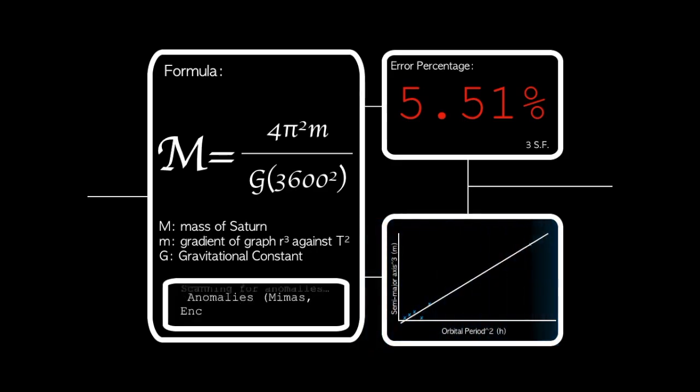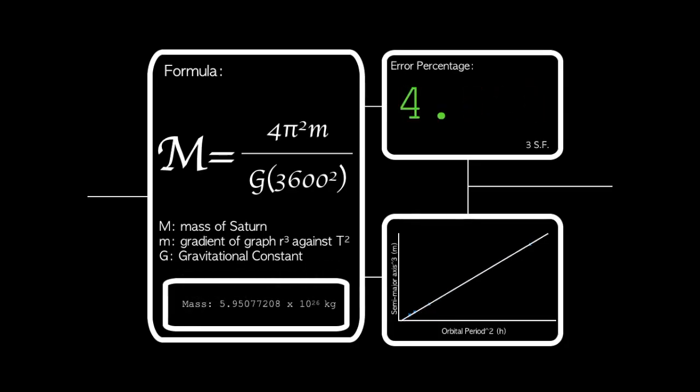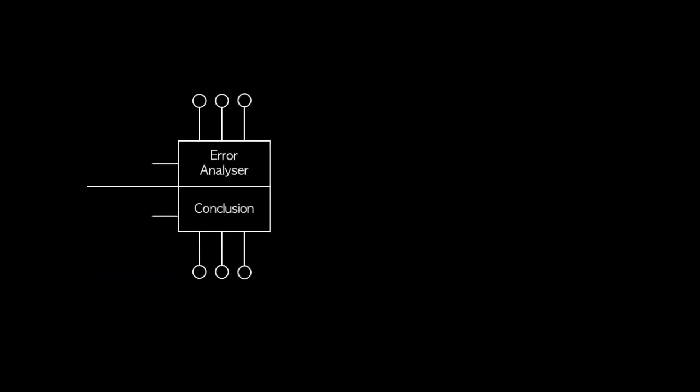At first, when we calculated the mass of Saturn, it had a 5.51% error from the online result. However, we realized that Mimas and Enceladus were anomalies of the graph, so we removed them and the error percentage improved to 4.71%. So why did Mimas and Enceladus have such a big error? Well, this is because of their small size and their close distance to Saturn, which makes them very susceptible to gravitational influence.